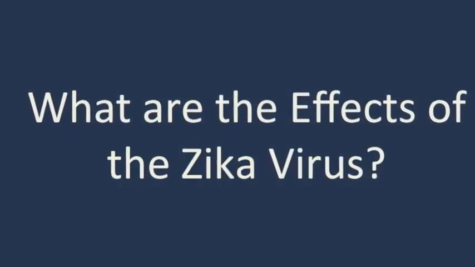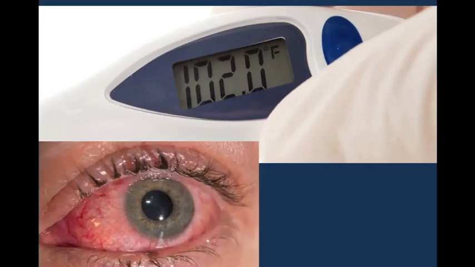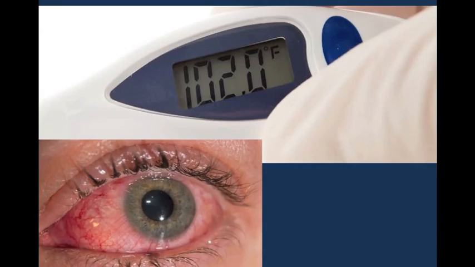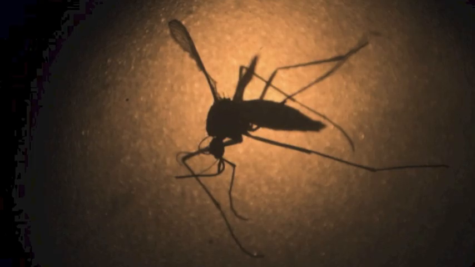What are the effects of the Zika virus exactly? Some of the observed effects of the Zika virus so far have been those of fever, conjunctivitis, itching and rash, as well as headache. While these are some common symptoms, research has shown that as much as 80% of those infected with the virus will not notice any symptoms.